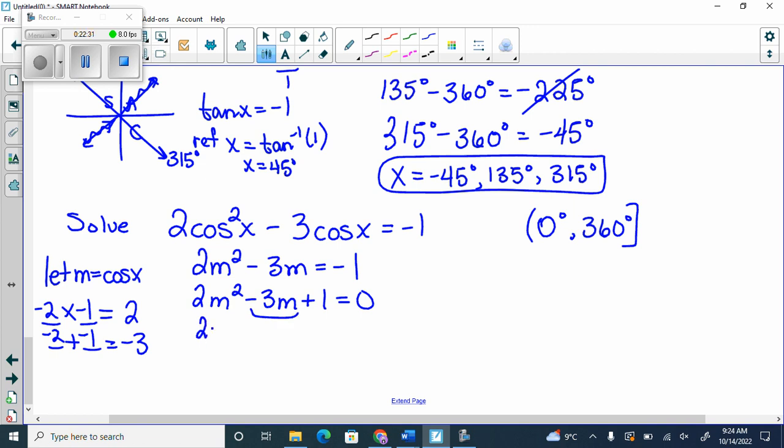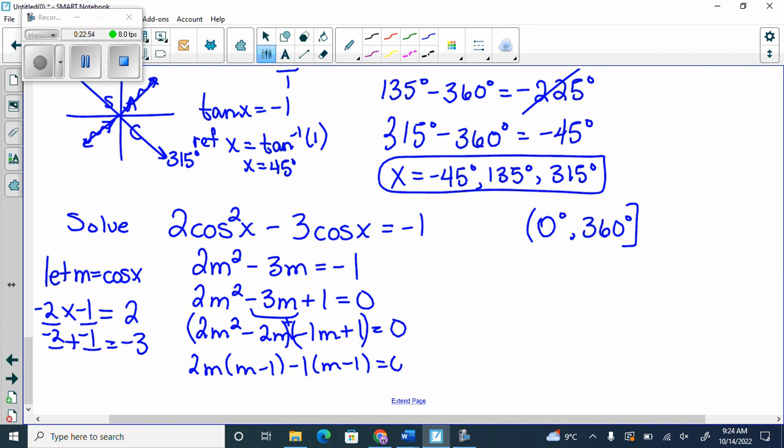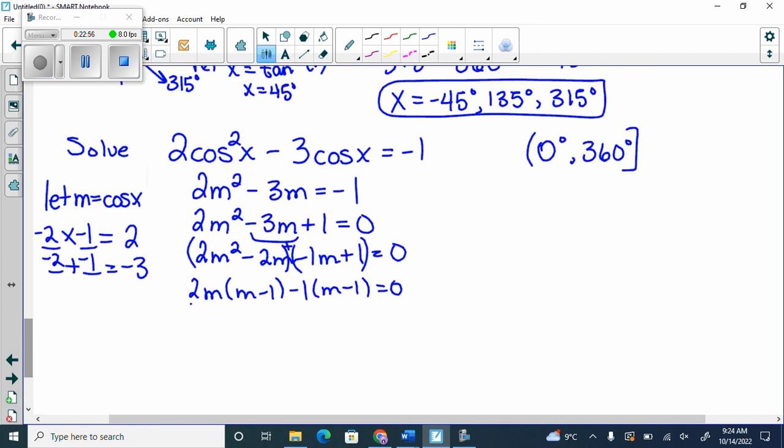So we get 2m squared minus 2m minus 1m plus 1 equals 0. Then group. Put a plus sign in between your brackets. So I take out a 2m, and I'm left with m minus 1. Take out a minus 1, left with m minus 1. And then I say, what can I take out of the two terms? This one and this one. An m minus 1. And what am I left over with? 2m minus 1. This is all grade 11, grade 10 and grade 11.